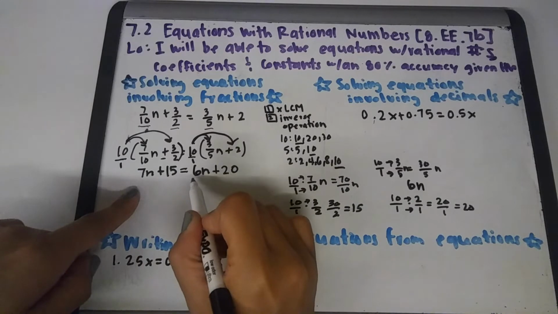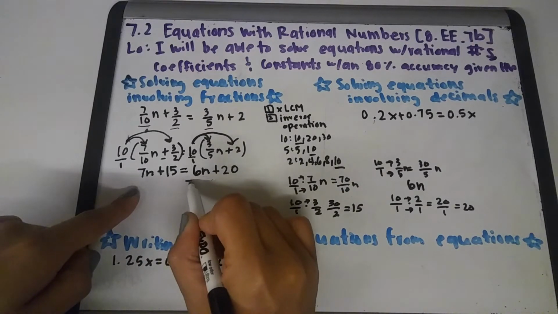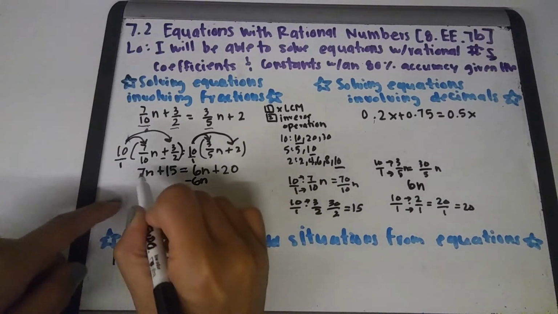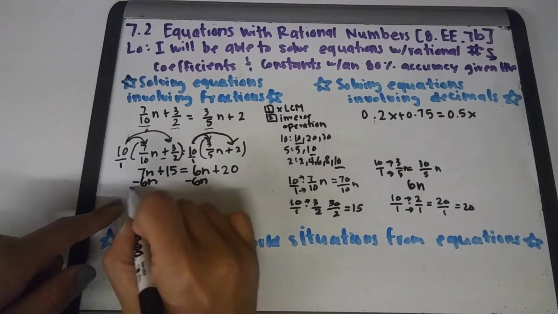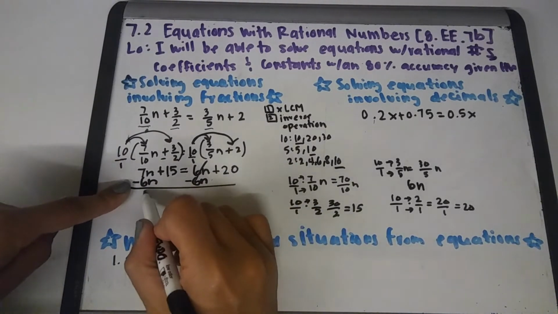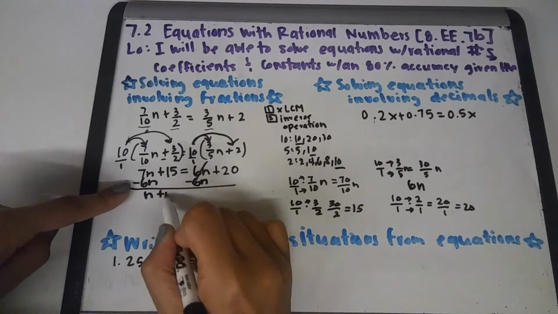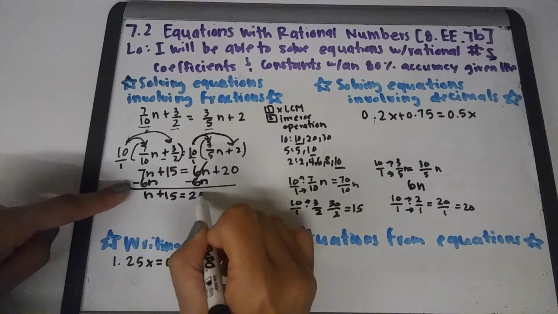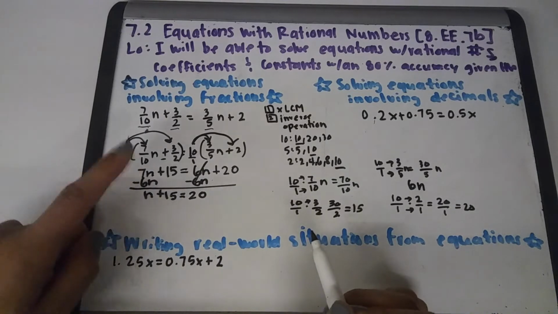So to move it, I have to do the inverse operation, which is to subtract. So I'm going to do minus 6n, minus 6n. This cancels out. 7n minus 6n is just 1n. Bring down my plus 15 equals 20. Now I'm almost there. So I did the first step.